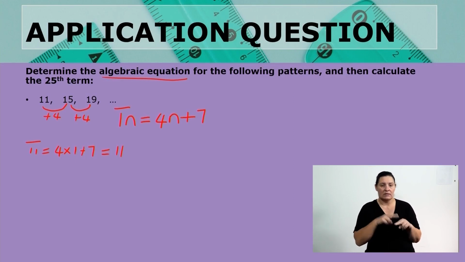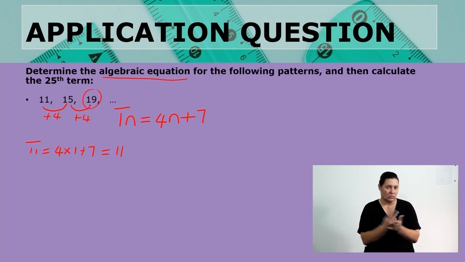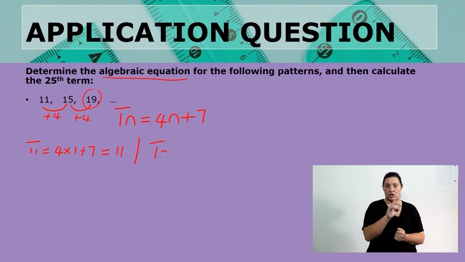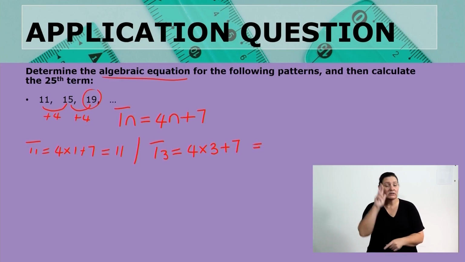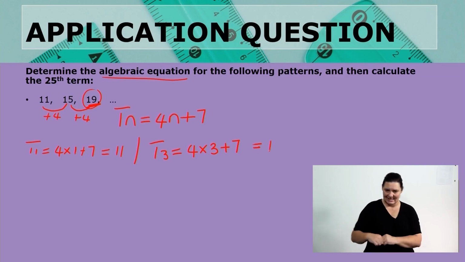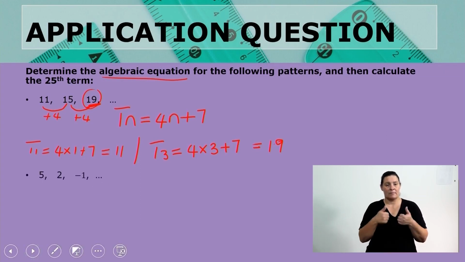Remember, you cannot just depend on one term that you've tested with. You need to test with another one. So let's take the third one and test with that one. So I'm going to say my third term is going to be 4 multiplied by 3. When I add 7, the answer is supposed to be 19. So what is 4 multiplied by 3? That is 12. And when I add 7, yes, my answer is 19. That is how you get confirmation that your equation is correct. Let's move on to the next one.